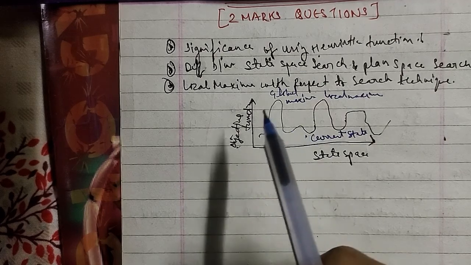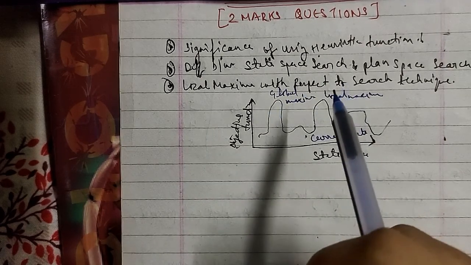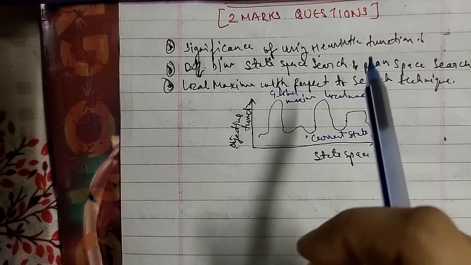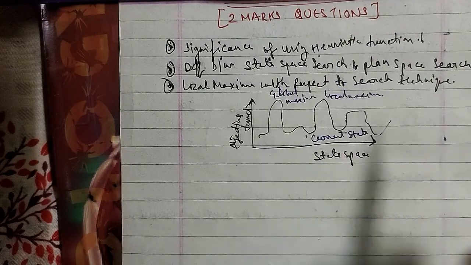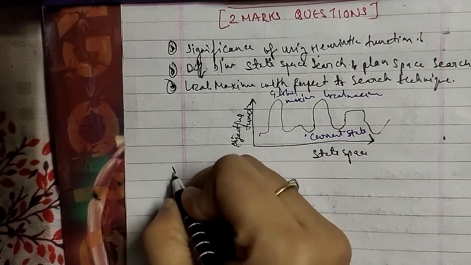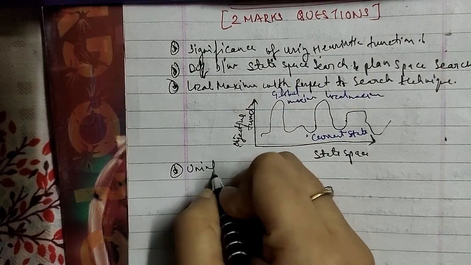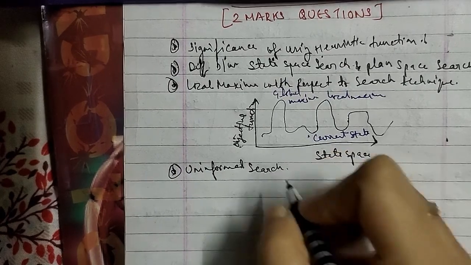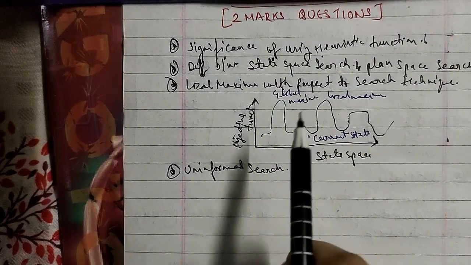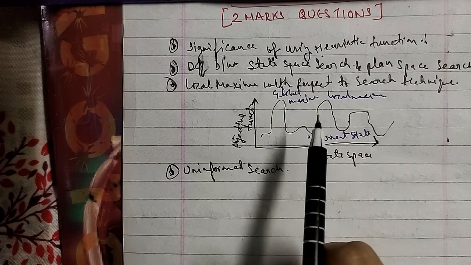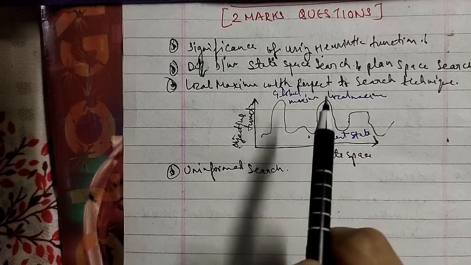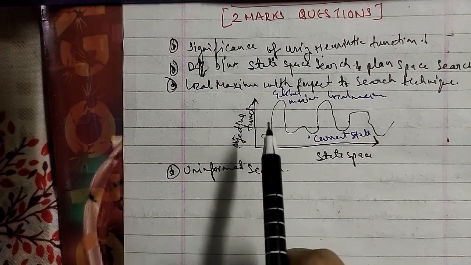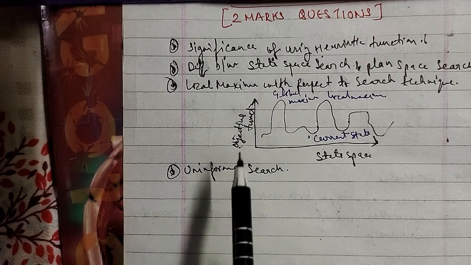Let's go ahead with another one: define uninformed search. Uninformed search is used by search procedures which explore all alternatives during the search process, and they do not have domain specific knowledge. All they need are the initial state, the final state, and the set of legal operators.